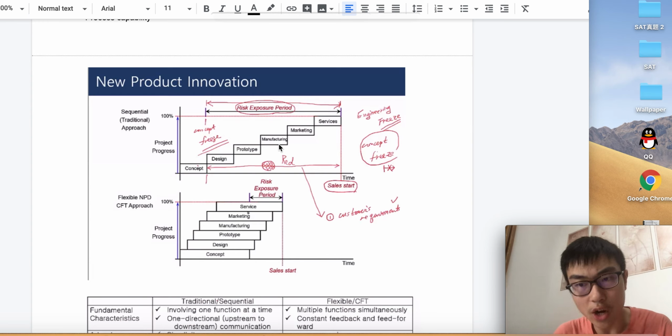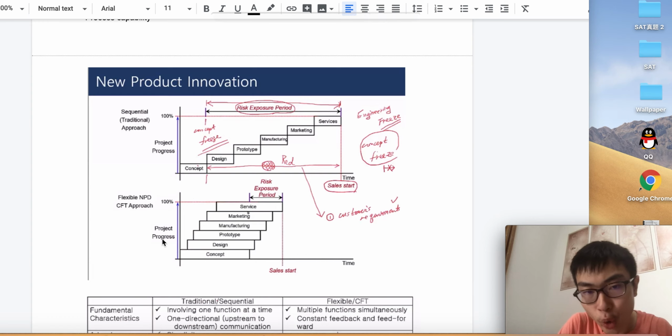So this is really scary. This can be really costly, because then they may have to start the product from the beginning again, from the concept stage. So all the time they spend from concept to manufacturing in this case is wasted, and they might have wasted a lot of cost in between as well.